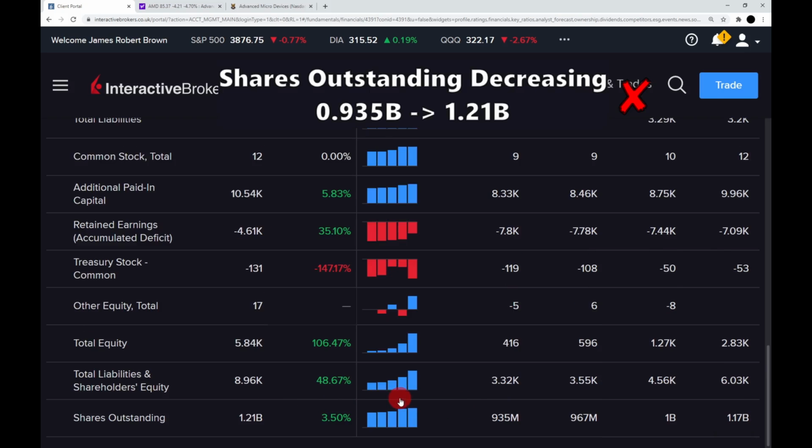Step 5 are the shares outstanding decreasing or flat, and the shares have gone from 935 million to 1.2 billion, so there's a fail there as they've increased more shares.